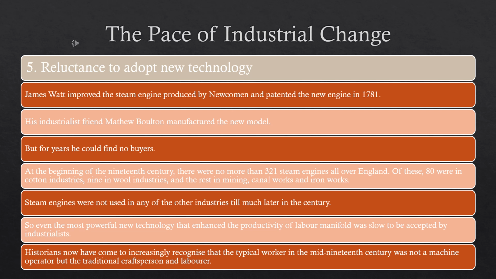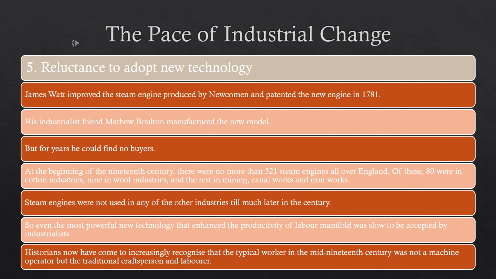So even the most powerful new technology, a very important statement here, even the most powerful new technology that enhanced the productivity of labor manifold was slow to be accepted by industrialists. So you can see here that even the steam engine was not used for many years, and it was a revolutionary invention, but still it failed to get buyers.